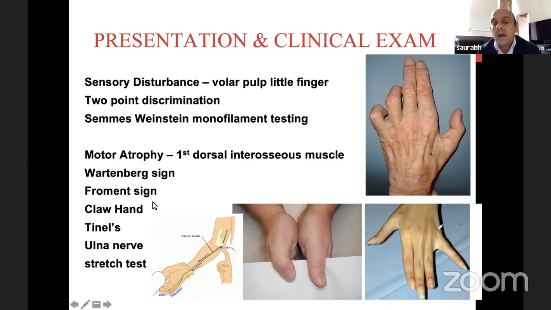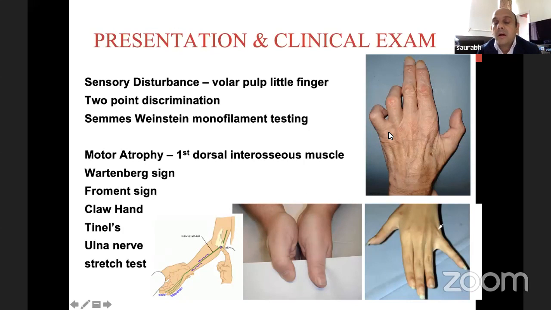Froment sign, again, because adductor pollicis is not working, on attempted adduction the patient will use flexor pollicis longus, which is supplied by anterior interosseous nerve, as shown here, to hold on to a piece of paper. So that's your Froment sign.